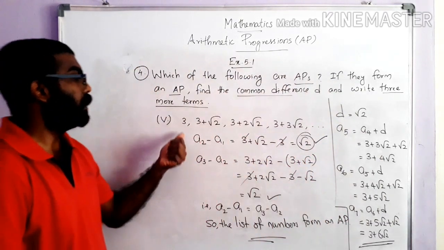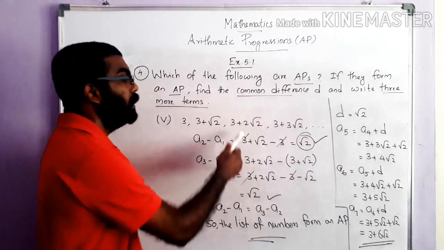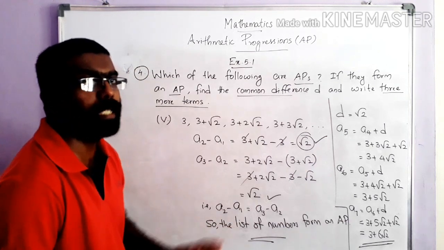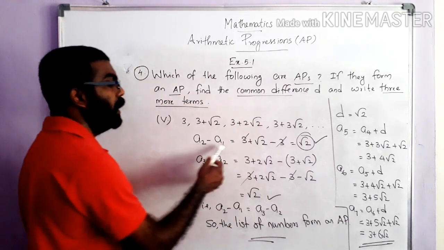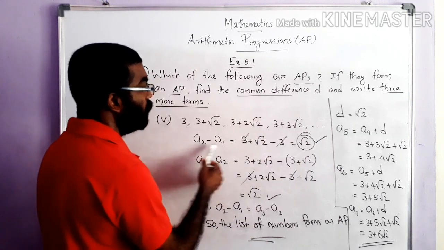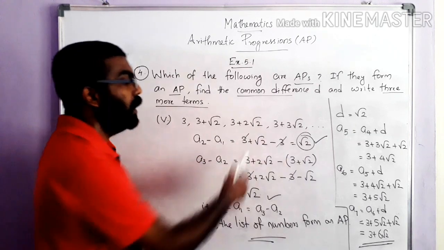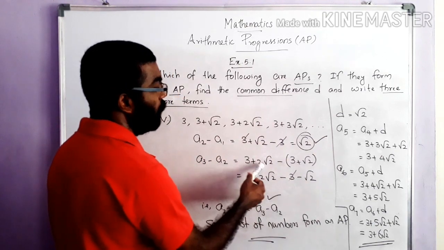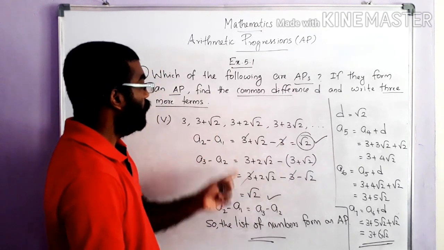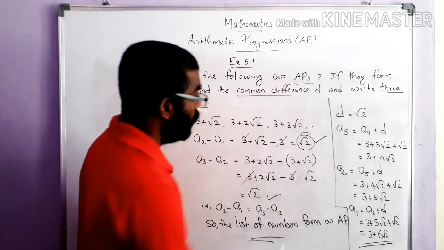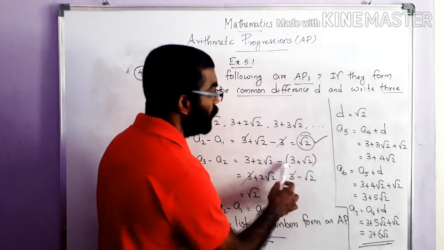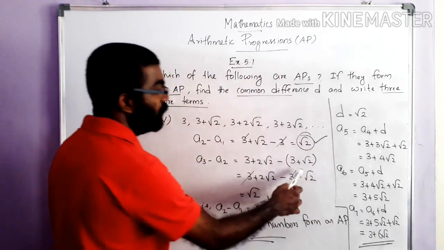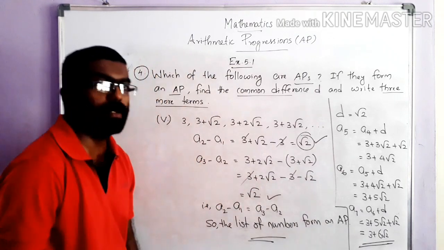Once again, the question is 3 plus root 2, 3 plus 2 root 2, 3 plus 3 root 2, and so on. We want to check whether it is an AP or not. For that we find A2 minus A1 and A3 minus A2. First A2 minus A1 here is 3 plus root 2 minus 3. 3 and minus 3 cancel, we get root 2. Then A3 minus A2. Here A3 is 3 plus 2 root 2. Then minus A2. A2 here is 3 plus root 2. And we remove the bracket by multiplying. That is minus 3 minus into plus root 2 minus root 2. Here also plus 3 and minus 3 cancel. 2 root 2 minus root 2 is root 2.